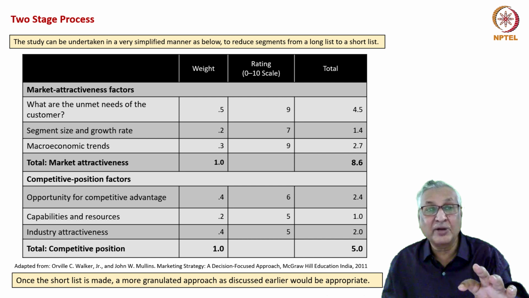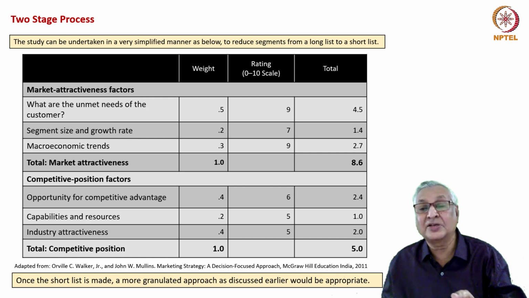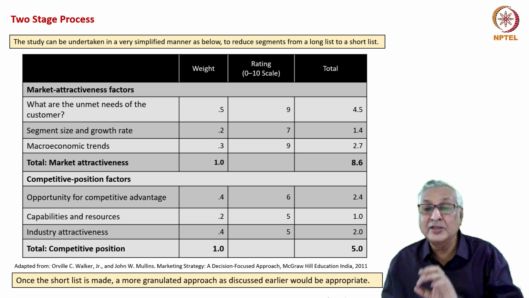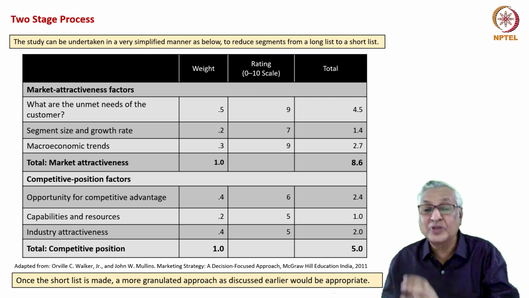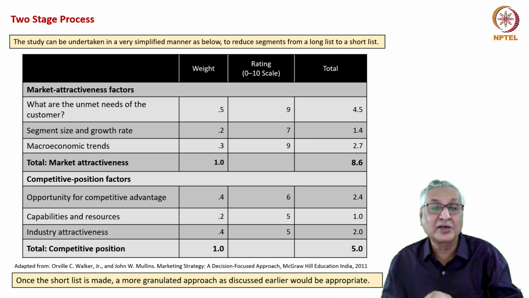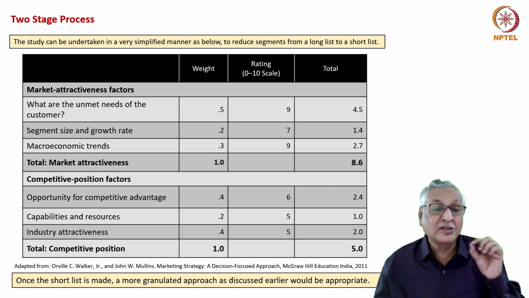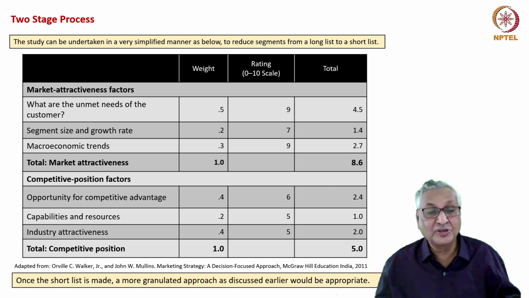So an FMCG matrix is not necessarily a consumer durable matrix. Then the rating could also be varying between an FMCG product like soap and an FMCG product like electric car. Then you arrive at a particular score of market attractiveness. What are the competitive position factors? Opportunity for competitive advantage, capabilities for resources, and industry attractiveness.